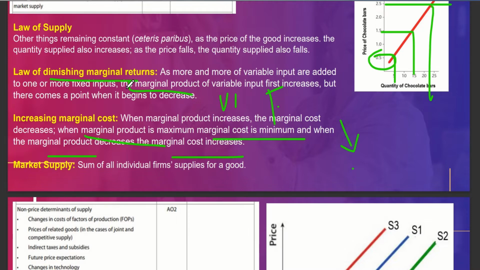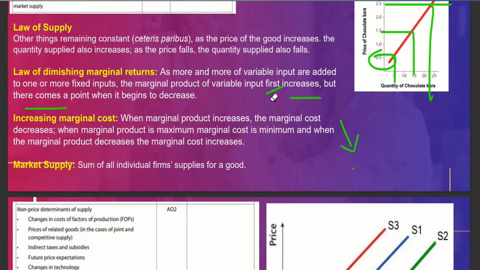As per the law of diminishing marginal returns, the marginal product of a variable input increases initially, then reaches a particular point, and after that begins to decrease. The same thing applies to marginal cost, which will eventually increase.